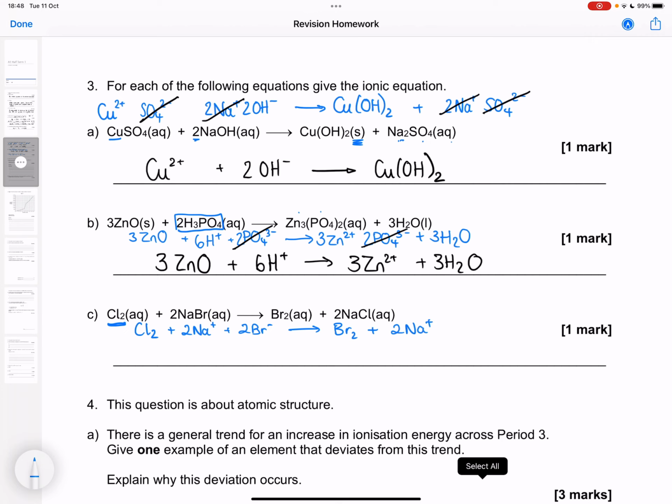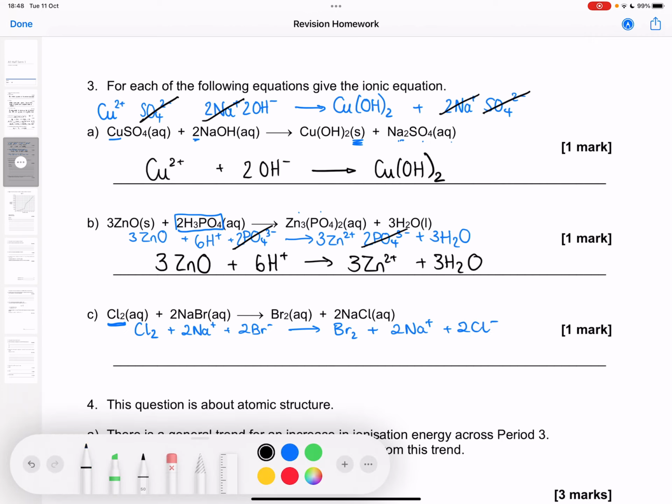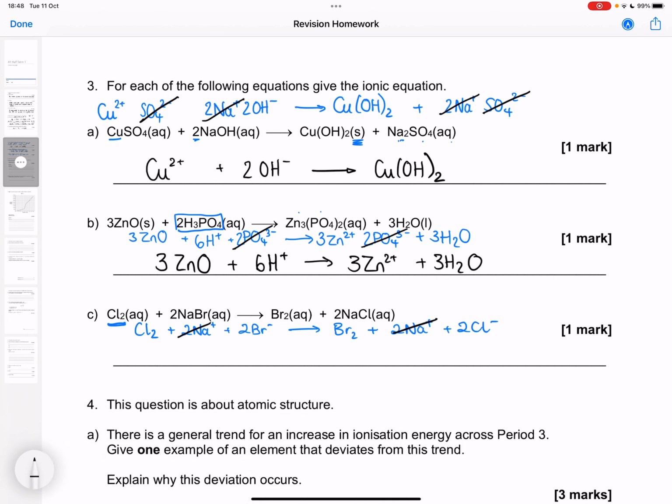So it stays as it is, but 2 sodium chlorides get split, and then we're going to cancel down. So there, our sodium ions cancel out. Chlorine plus 2 bromide ions gives us bromine plus 2 chloride ions.